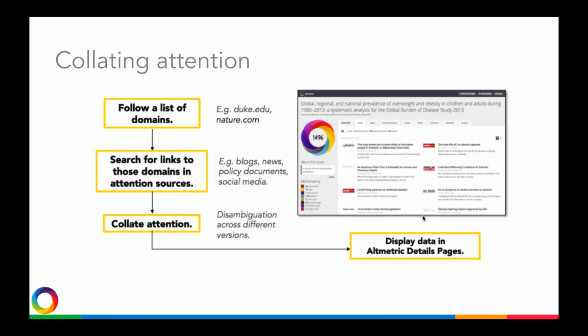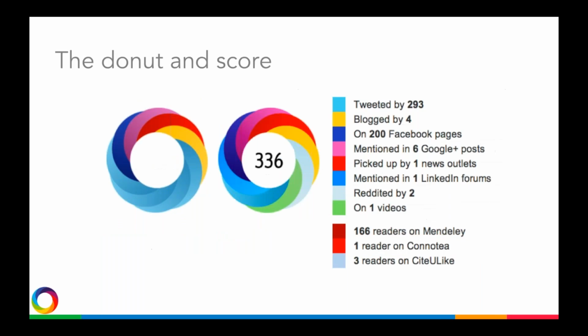And then we push it out and display it through the Altmetric details pages, which hopefully some of you are familiar with. This is what you see if you click on the badges on publisher sites. And within the details pages, you can explore all of the original mentions. The Altmetric donut is something that hopefully many of you will be familiar with. This is our proprietary visualization and algorithm. The donut is designed to give an at-a-glance indicator of the type and volume of attention that an item has received.